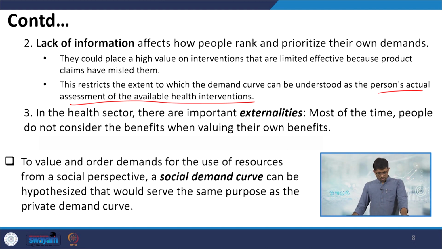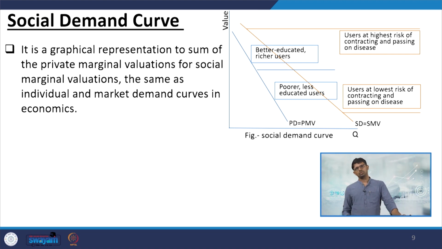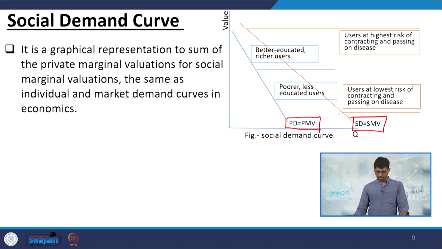Okay. So, with the value and order of demands for the use of resources from a social perspective, a social demand curve can be hypothesized, and accordingly we can define how they are different. So, private demand and social demand functions are different. In this graph, the demand structure which we presented is largely the individual demand function, but now we are trying to differentiate the private demand from the social demand. Here we are mentioning private demand, here it is social demand.